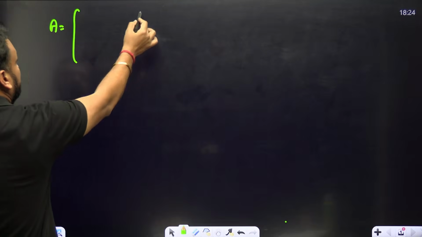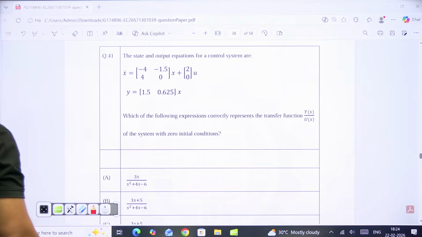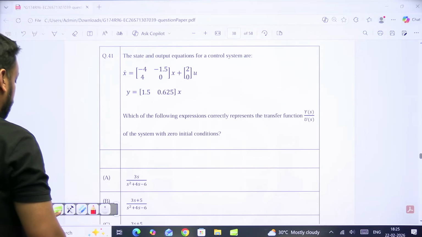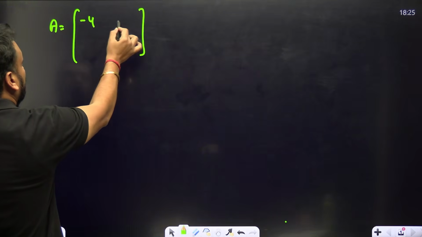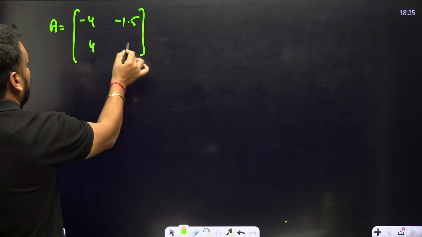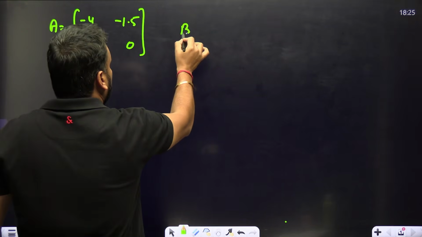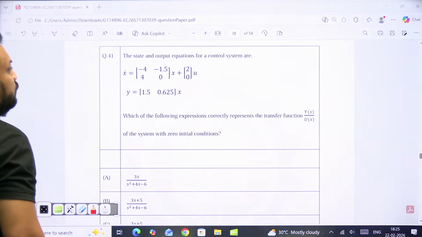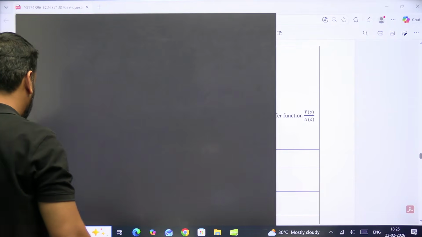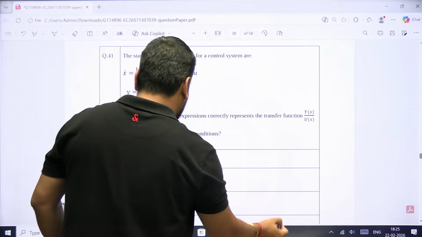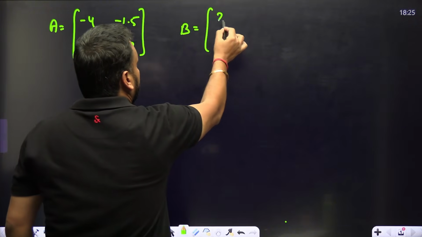The A matrix which is given to us is nothing but minus 4, minus 1.5, 4, 0. This is the A matrix, okay sir. B matrix is also given to us, check it: 2, 0. Okay sir, B matrix is 2, 0.